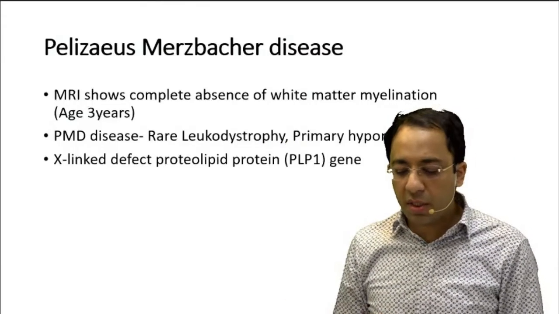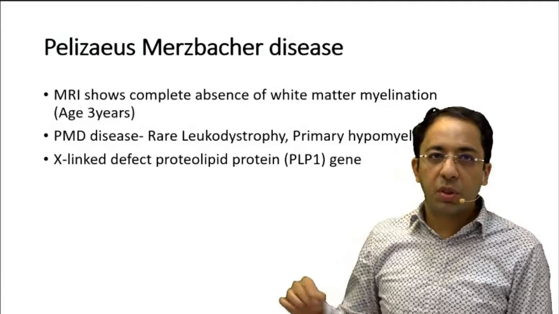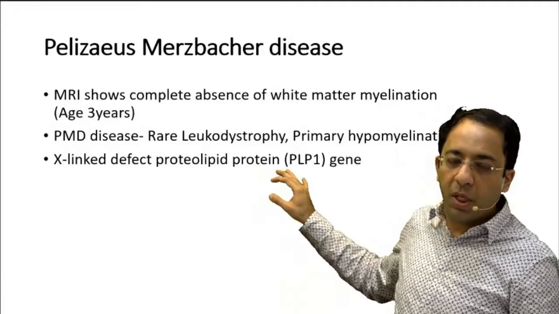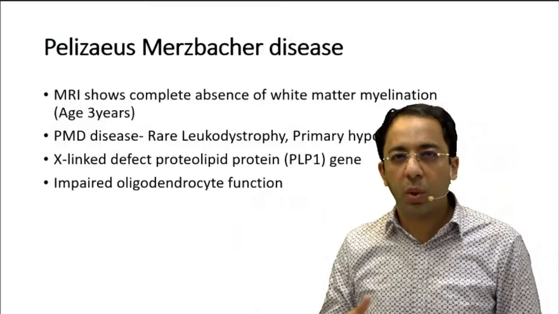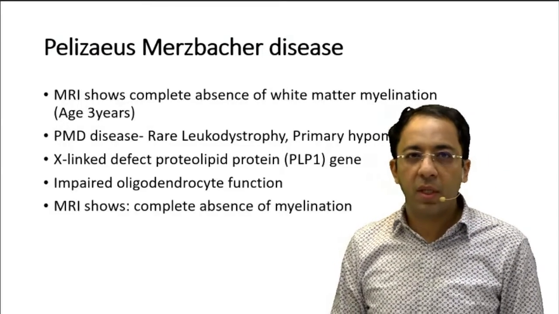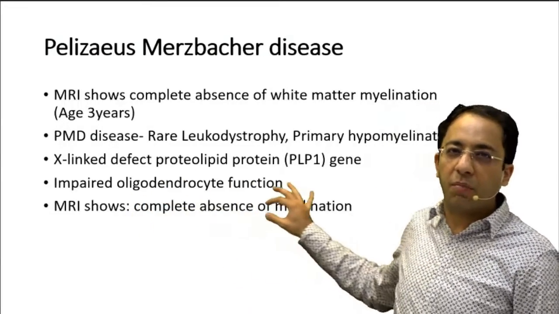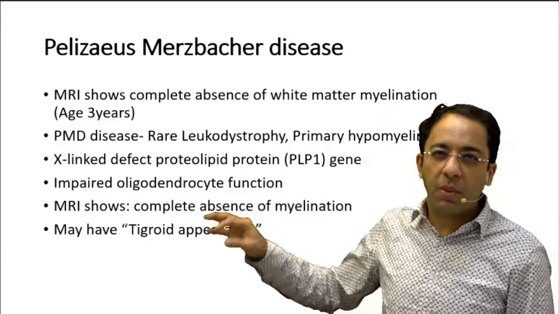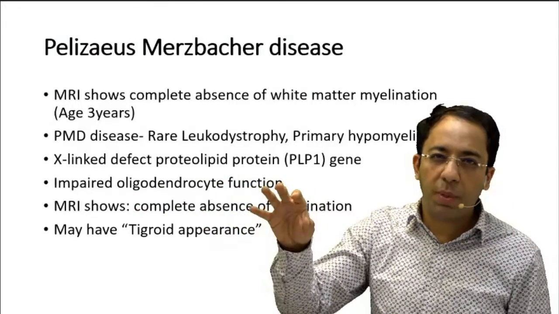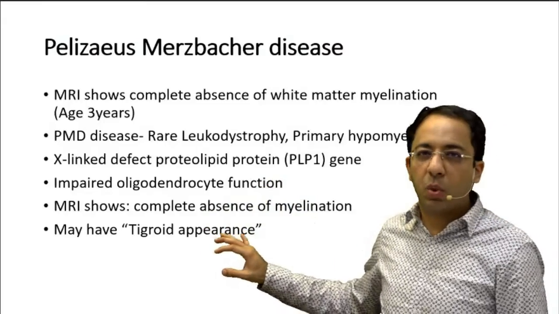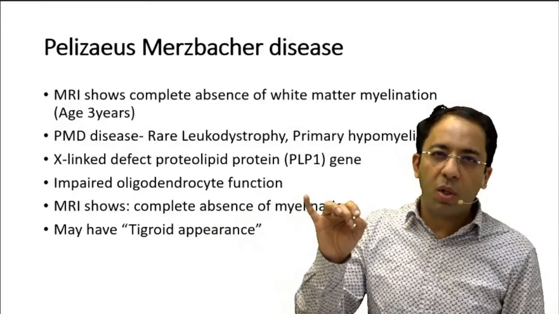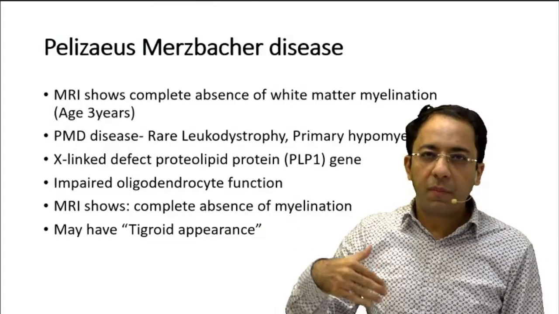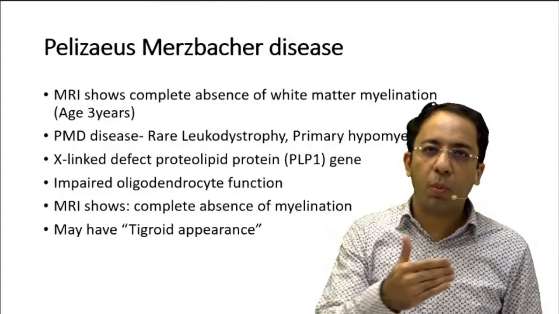The defect is an X-linked defect, which is in the proteolipid protein PLP1 gene. That is the defect responsible for it, which leads to impaired oligodendrocyte function, which leads to complete absence of myelination. However, there may be some sparing of myelination around the perivascular areas, which may lead to a tigroid appearance in some patients, while the classic cause of tigroid pattern in leukodystrophies is metachromatic leukodystrophy.